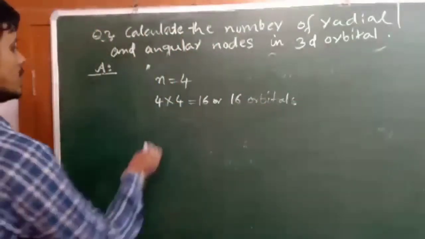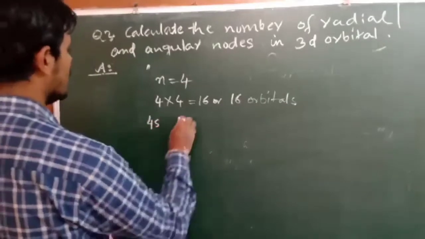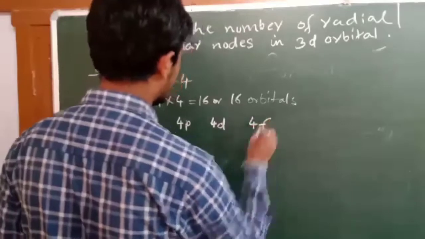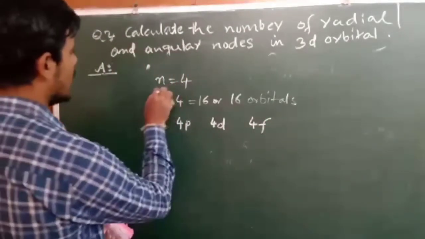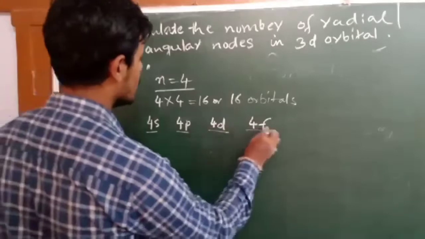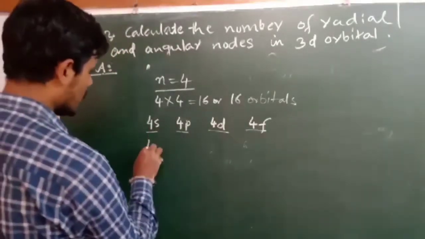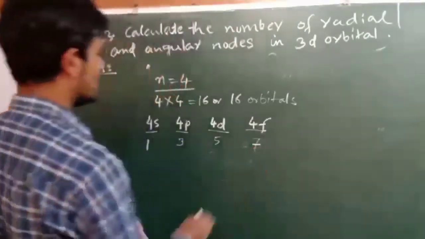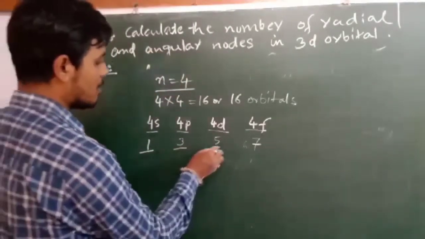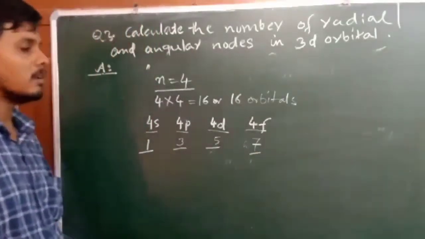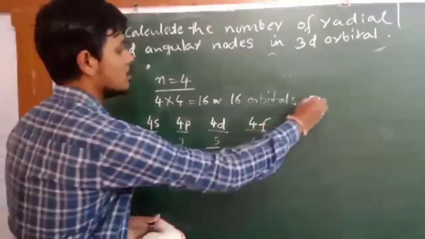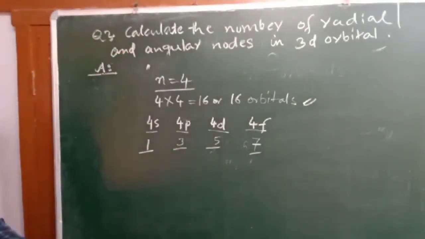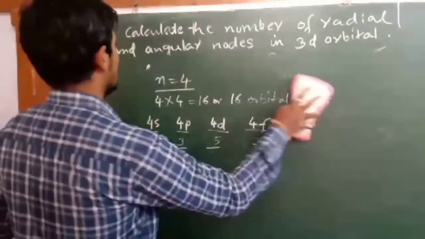Okay, so how 16 orbitals? So 4s, 1 orbital, 4p, 4d, and 4f. So for n equals 4, we have 4 values of L, and we have 1, 2, 3, 4, 5, 6, 7, 8, 9, 10, 11, 12, 13, 14, 15, 16. So 1 orbital, 3 orbitals, 5 orbitals, and 7 orbitals corresponding to the values of ML, and I get 16 orbitals as a whole. So this is a relation that should be kept in mind: the number of orbitals in a particular shell.